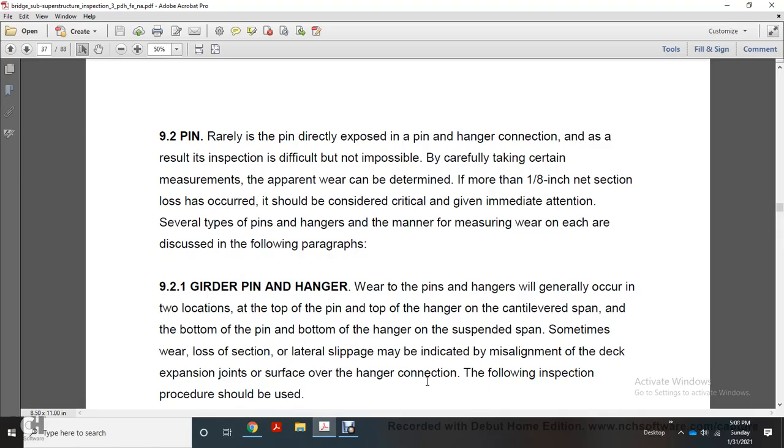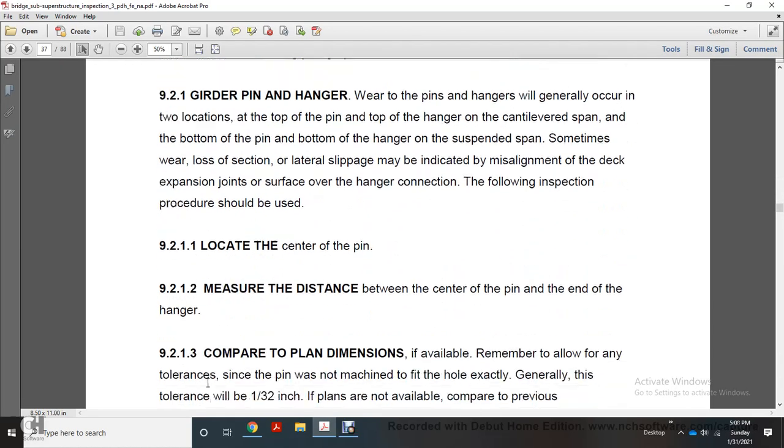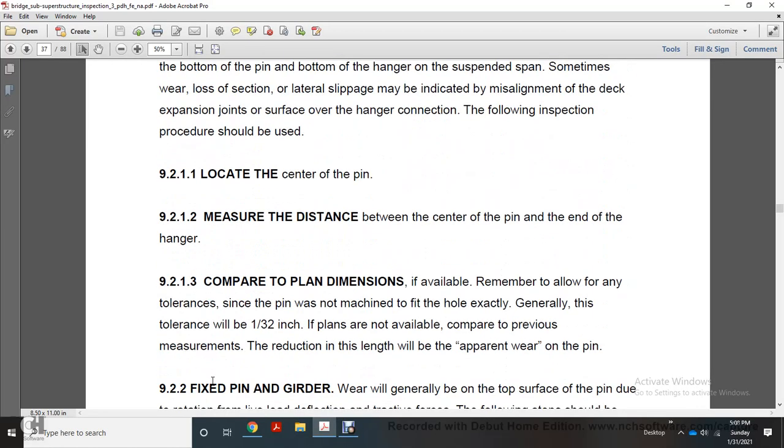Surfaces over the hanger connection: the following inspection procedure should be used. Locate the center of the pin, measure the distance between the center of the pin and the end of the hanger. Compare to the plan dimension, and remember to allow for the tolerance of the pins if it was not matched to fit the hole exactly. Generally, a tolerance of 1/32 inch.